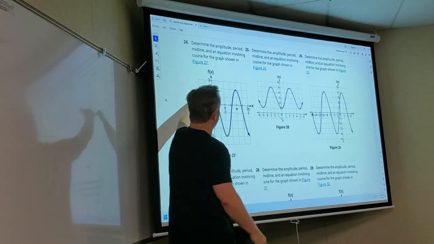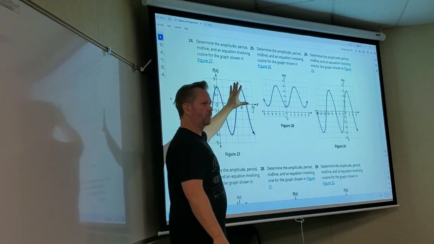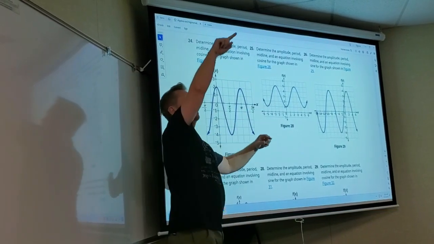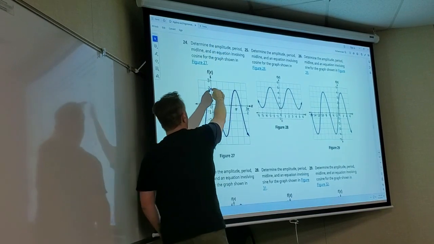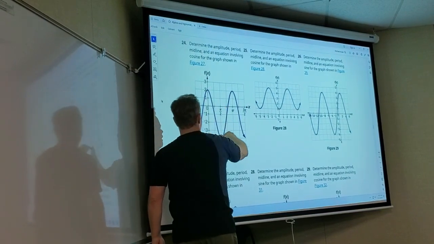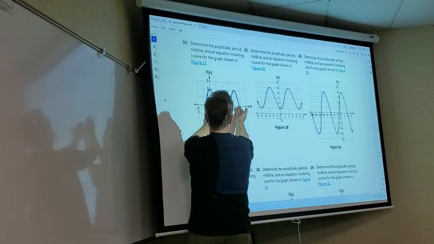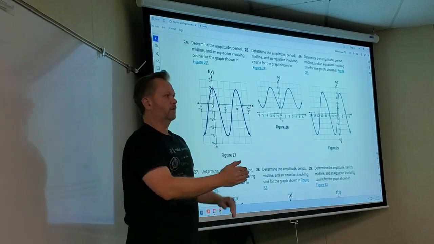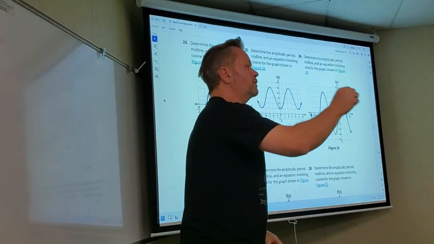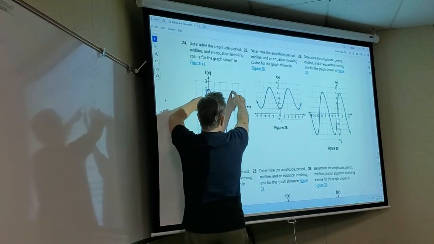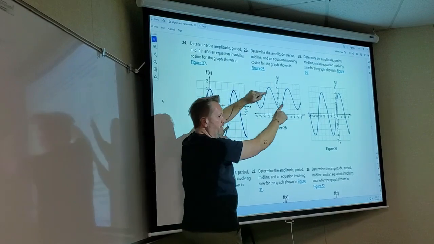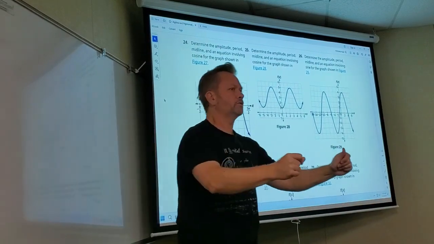Since the midline's offset, it's a little bit harder to do. So I'm going to do a cosine. Cosine starts at the max, goes down, and then comes back up. So that's this. Max, down, back up. That's the period. That's how long it takes to go through one cycle. What's it going to do right after that? It's going to repeat that same shape again, correct? That's when the cycle starts over.